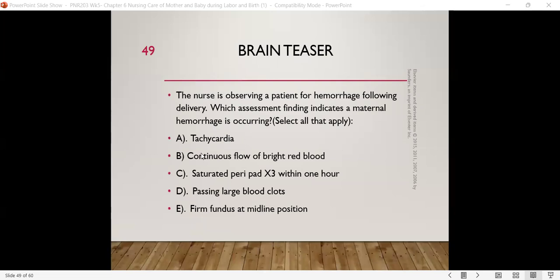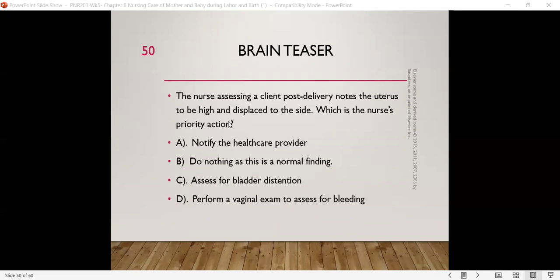Boggy uterus would cause a continuous flow of bright red bleeding. She's saturating a peri-pad real quick. And those pads in labor room are pretty big and they're pretty thick. And if she's soaking 3 pads within 1 hour, we've got too much bleeding going on. Remember, too much bleeding is going to lead into hypovolemic shock. Don't want to go there. And then she's passing large blood clots. These are all telling me that my patient is in trouble.